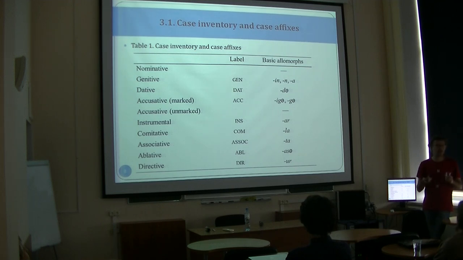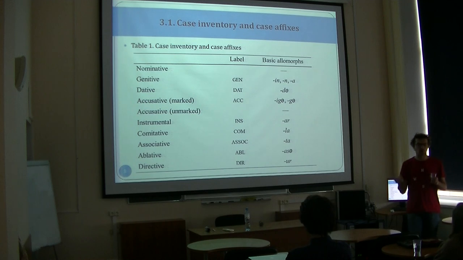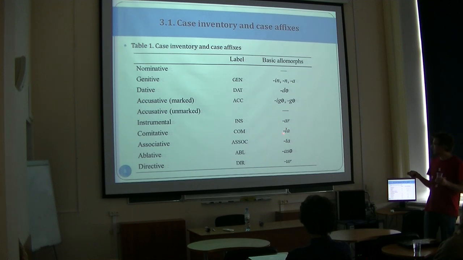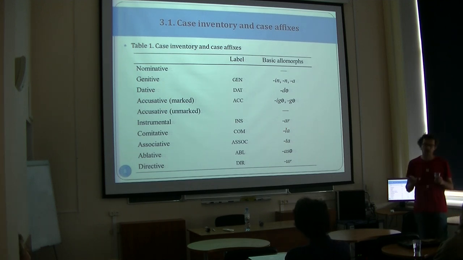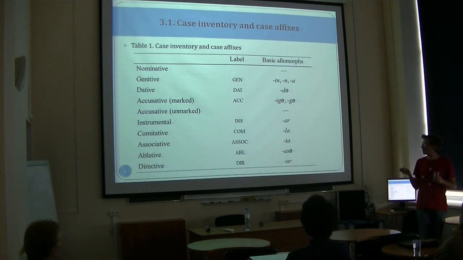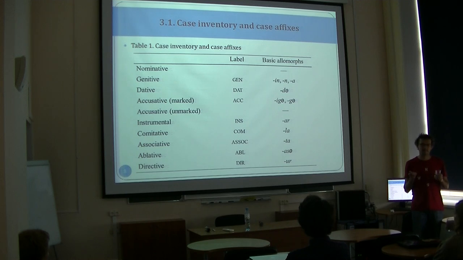Let's have, as this is a school, I can ask questions about what was in the last class. So for example, let's start with the comitative. What kind of allomorphs do you expect? It's simple. With A. With A, yeah, that's it. Just two of them, depending on the vowel coming in. What about the instrumental? What do you expect?